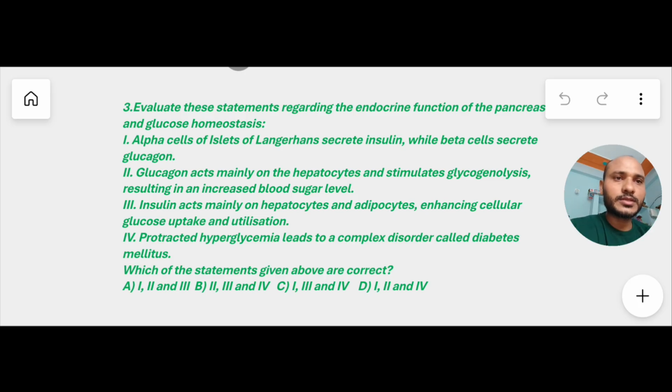Evaluate these statements regarding the endocrine function of the pancreas and glucose homeostasis. Here four options are there. Which of the statements given above are correct? So this is all about the entire concept of pancreas, and it is the second largest gland in the human body.